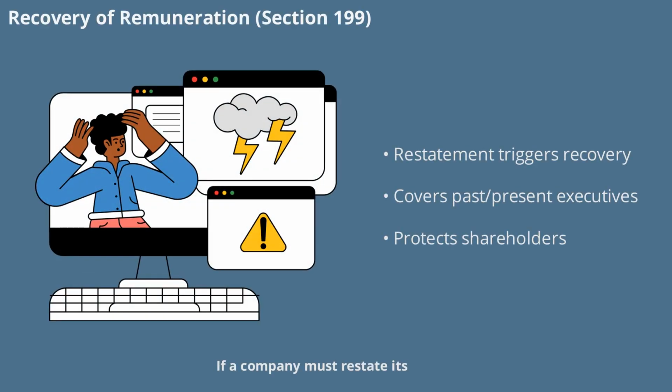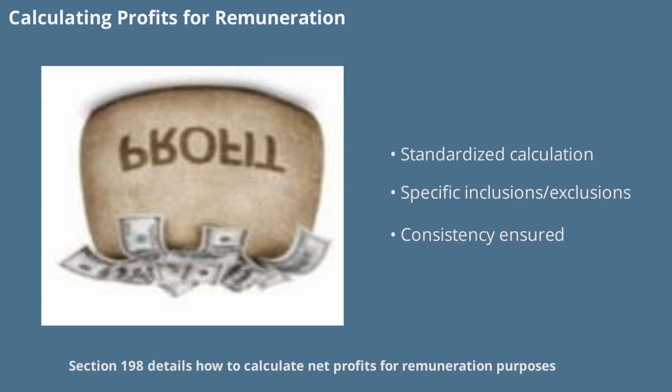If a company must restate its financial statements due to fraud or non-compliance, any excess remuneration paid to past or present MD, WTD, manager, or CEO must be recovered. This ensures accountability and protects shareholders' interests. Section 198 details how to calculate net profits for remuneration purposes. Certain items are added or excluded, such as government subsidy, capital profits, and specific deductions like working charges, directors' remuneration, and depreciation. This standardized calculation ensures consistency across companies.